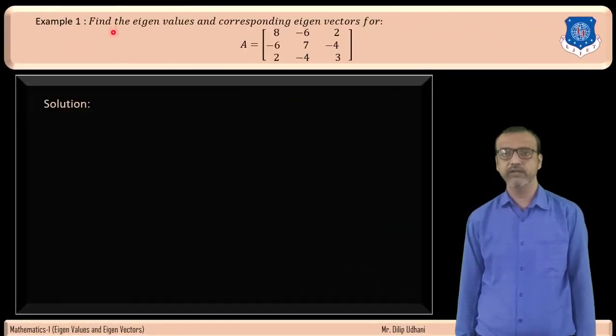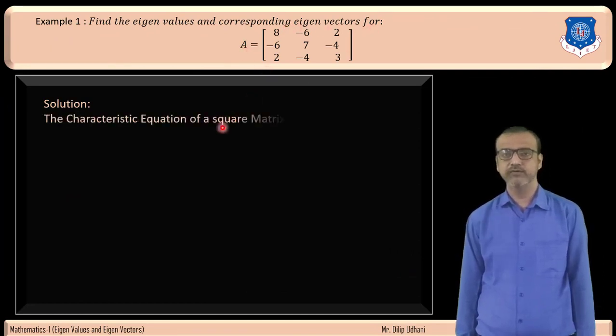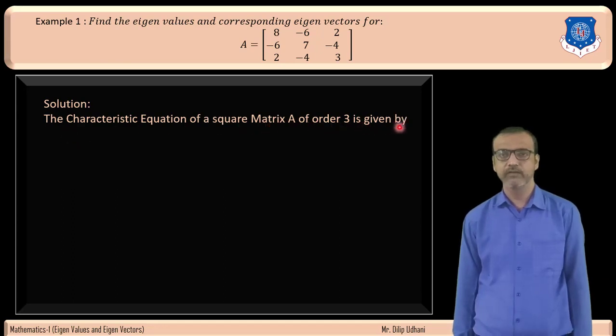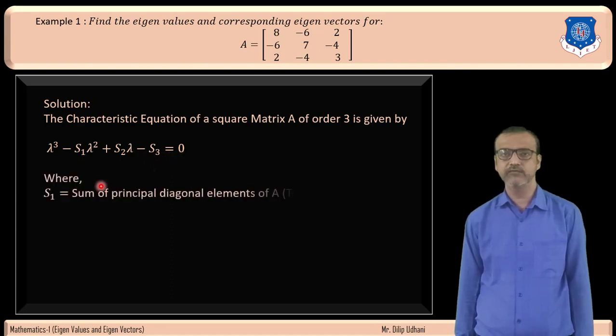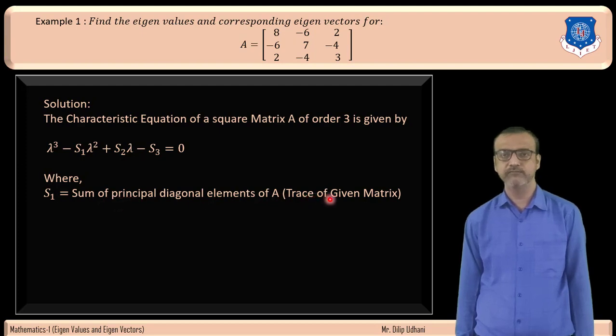Find the eigenvalues and corresponding eigenvectors for the given matrix A. The characteristic equation of a square matrix A of order 3 is given by lambda cube minus s1 lambda square plus s2 lambda minus s3 equals 0. So to find this characteristic equation, we will find the values of s1, s2 and s3, where s1 is the sum of principal diagonal elements of A, that is, the trace of the given matrix.